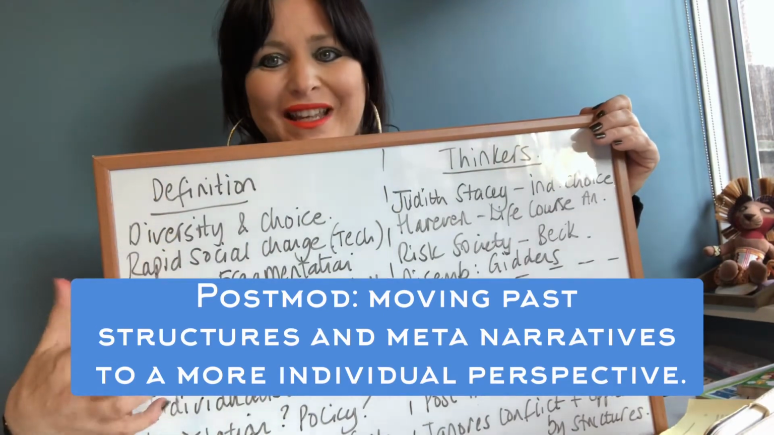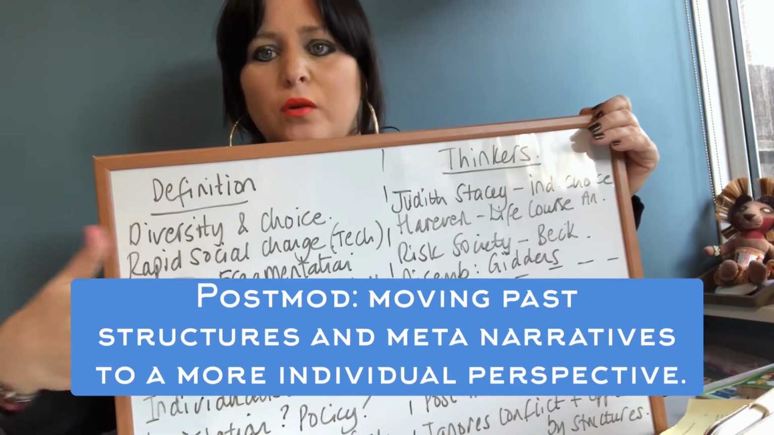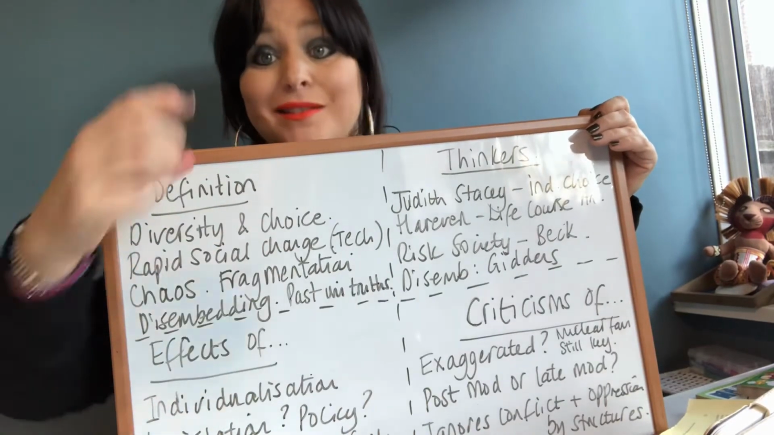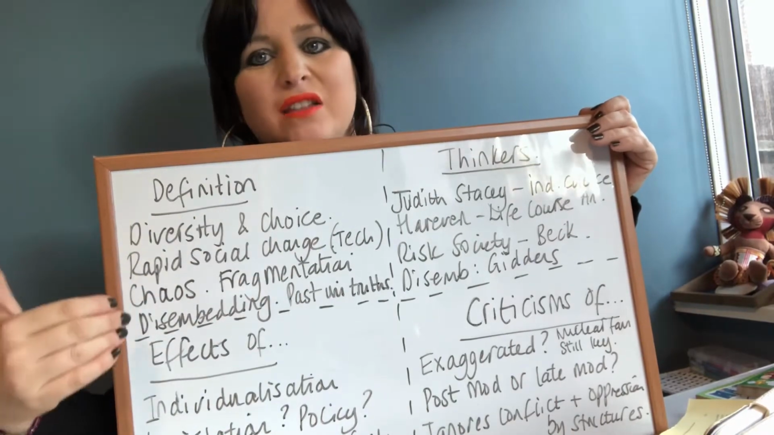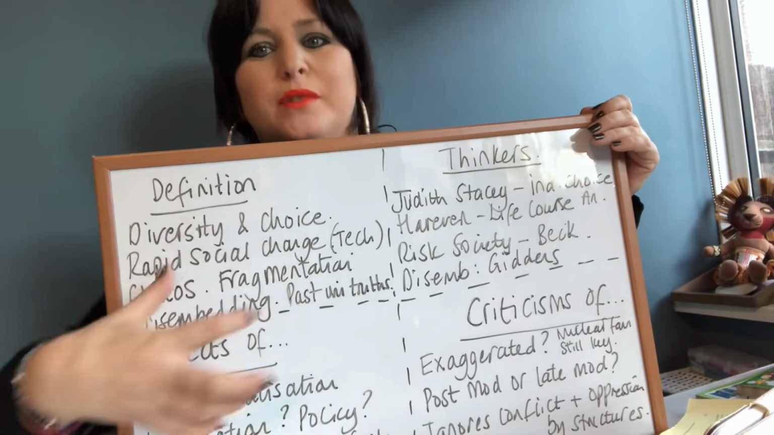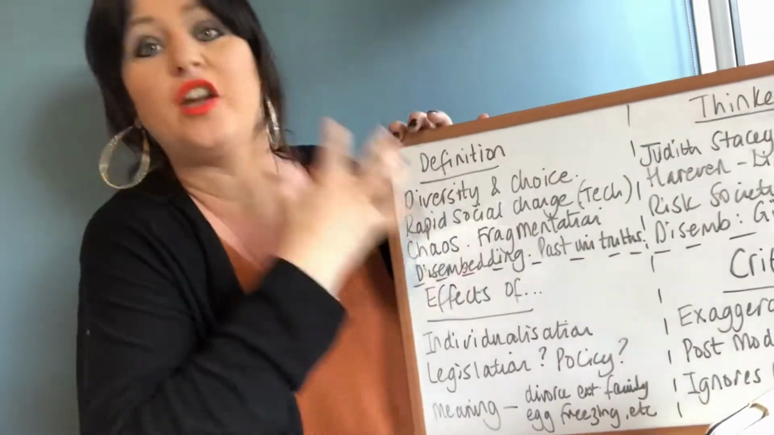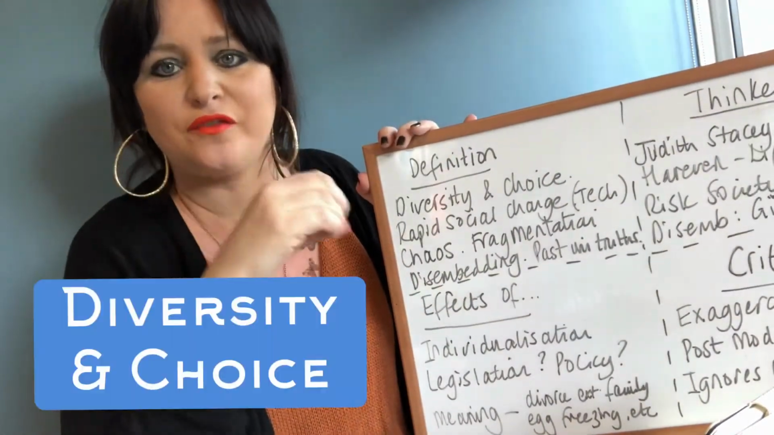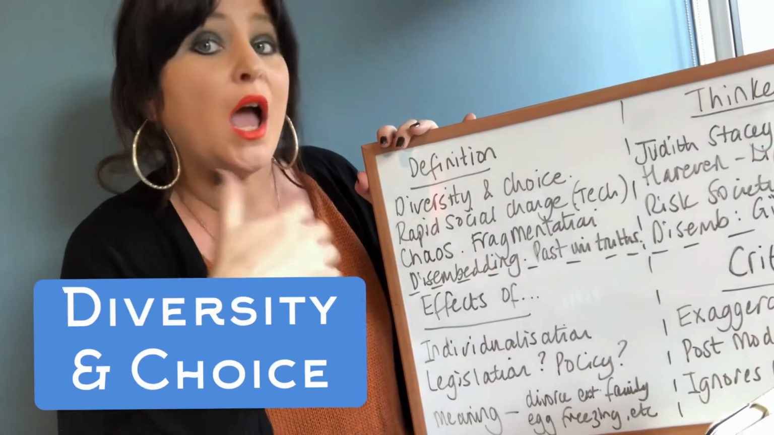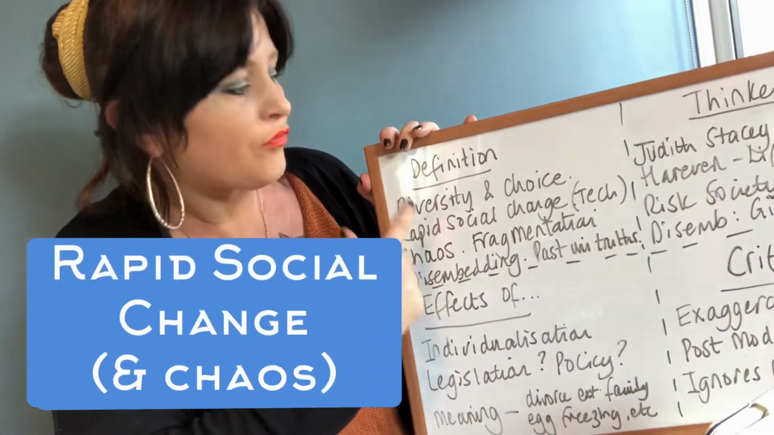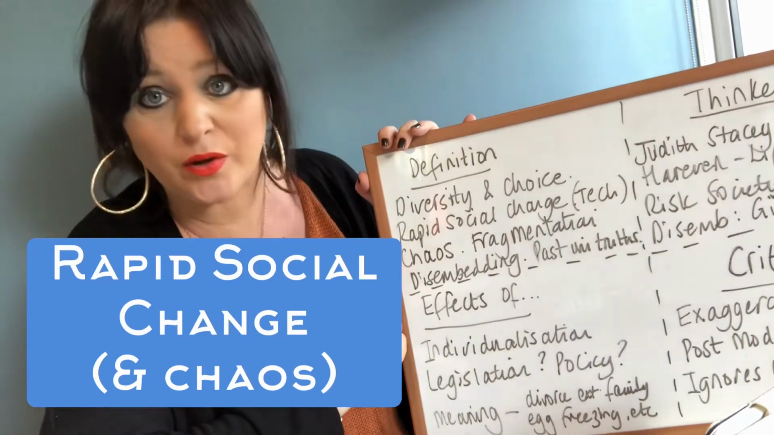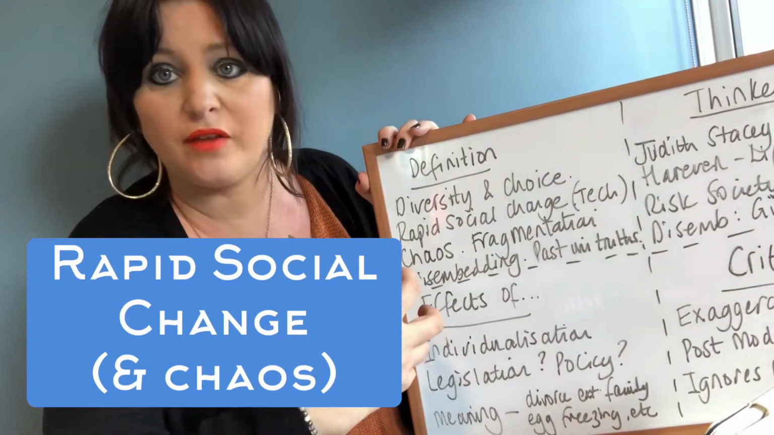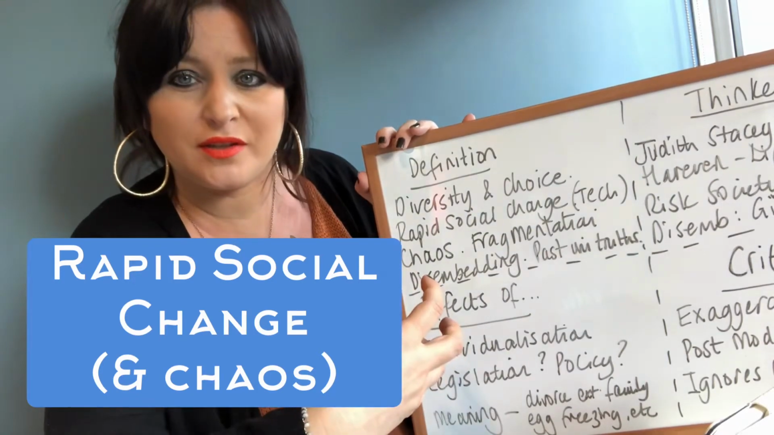But really, I think for an A-level student, if you are aware and you can list, and you've got the fluency, when we say postmodernity, you say these key terms that need understanding to be able to define what postmodernity is. So we're looking at diversity and choice as the first one, and individual choice as a big part of that. Rapid social change, that's tied in with technology, that's tied in with chaos, more chaotic lifestyles, and things changing much faster than they ever have.